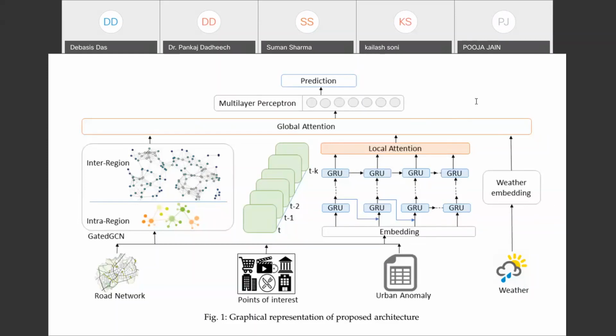Either you concentrate on the hardware, or in general, the datasets are available, some of the urban anomaly related information, or you can use the hardware. If you use the hardware, then you can easily detect the anomaly for the specific city.